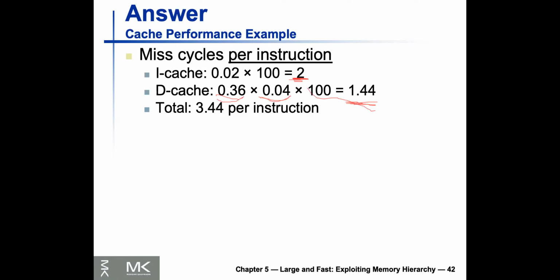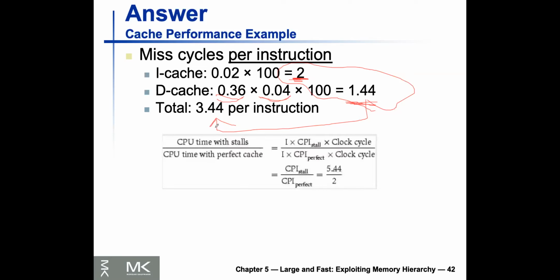And you add these two up, that's going to be a total of 3.44 per instruction. Remember, 36% of our instructions were load and store, which involve a D cache, and 4% of those times we were missing. So 2% of the 100 was 2, and 4% of the 36% of the load and store would be 1.44. You add them up together, these are average numbers, so it's going to be 3.44 missed cycles per instruction on average.